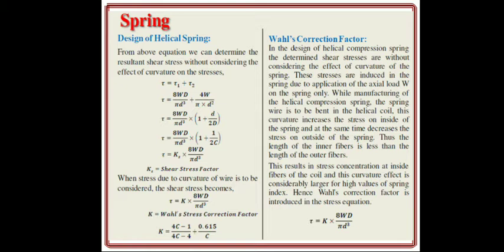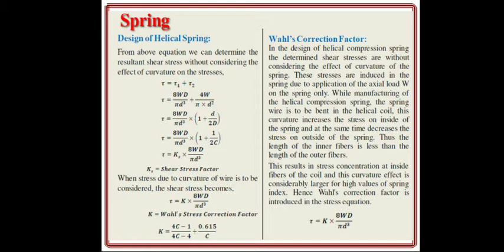So by considering the earlier equation, that is the spring index, and the final equation, we get the resultant shear stress tau equal to Ks into 8WD divided by pi d cube, where Ks is nothing but the shear stress factor. When stress due to the curvature of the wire is to be considered, the shear stress becomes tau equal to K into 8 into W into D divided by pi d cube, where K is the Wahl stress correction factor. So what is K? K is equal to (4C minus 1) divided by (4C minus 4) plus 0.615 by C.